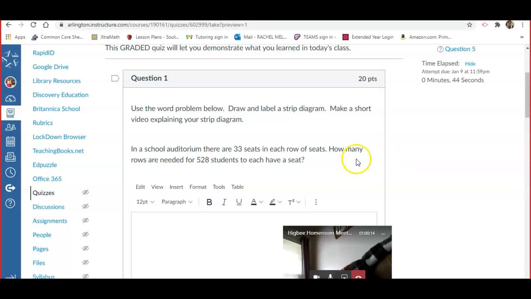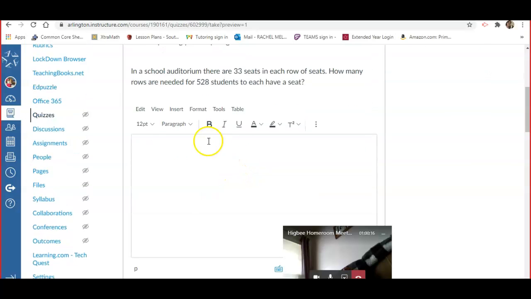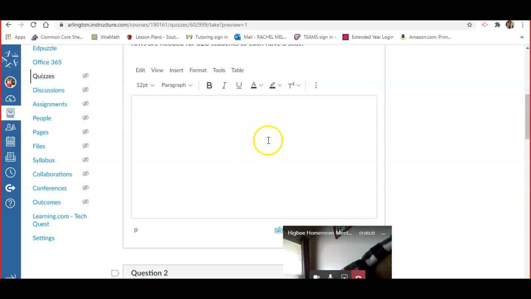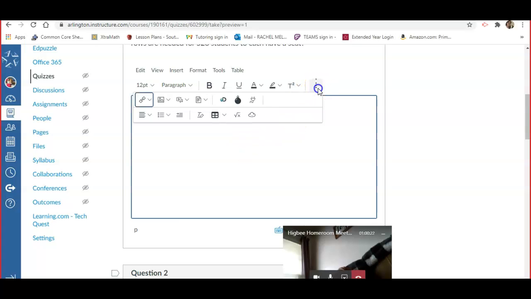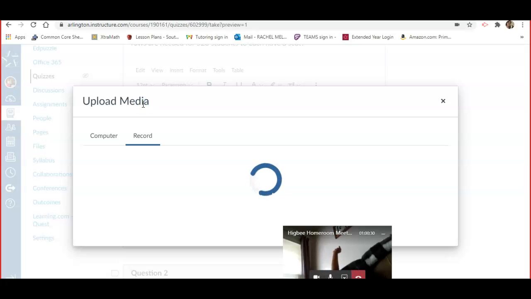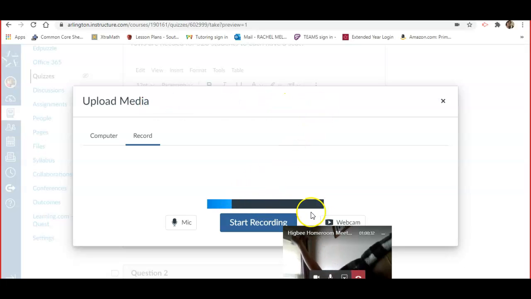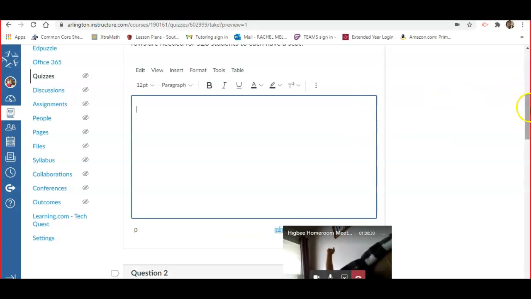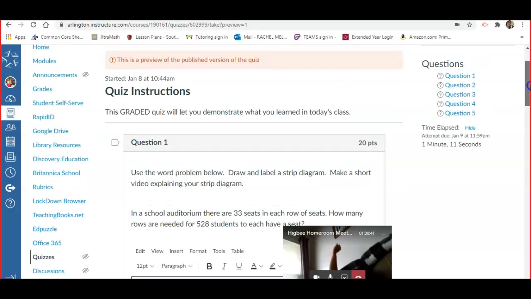Still having quite a bit of people that are not giving me a video here, so I'm going to show you one more time. You click on the 3 dots. You click on the play and music button. You click record. And then you can hit your webcam and start recording. A lot of people are missing out on that 20 points there.